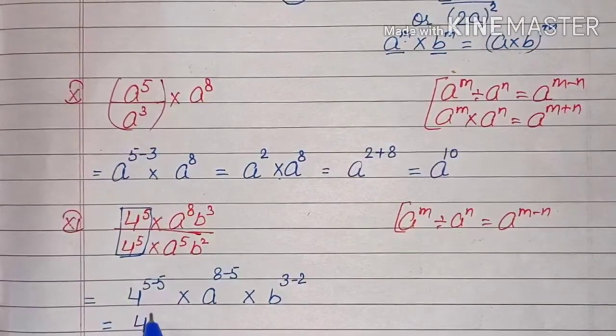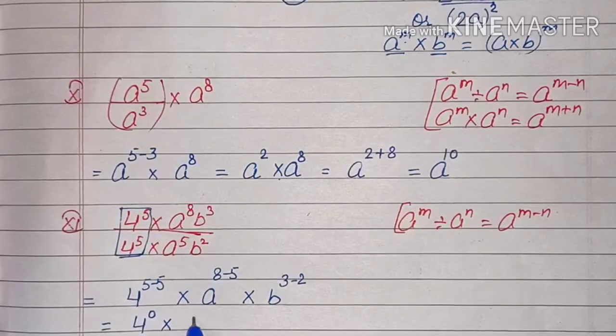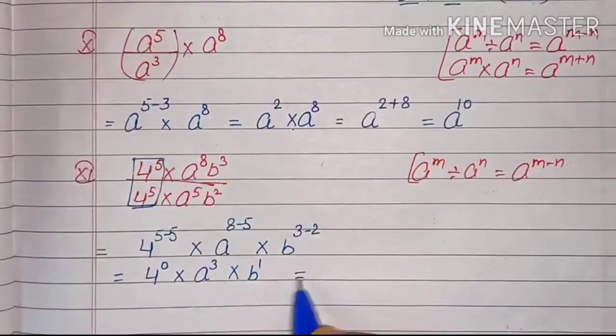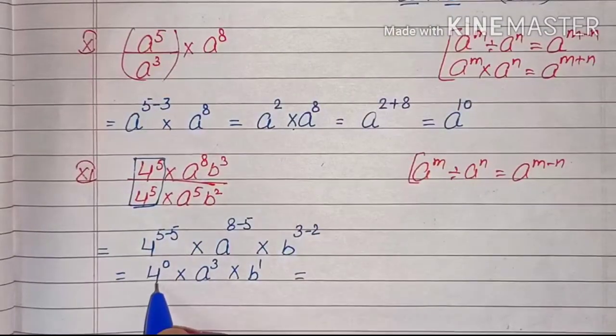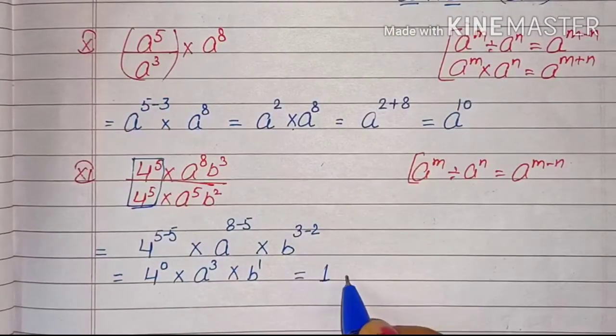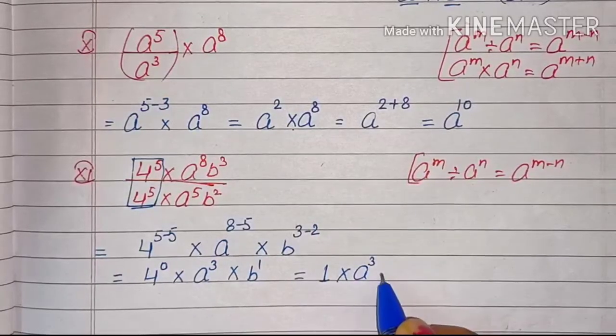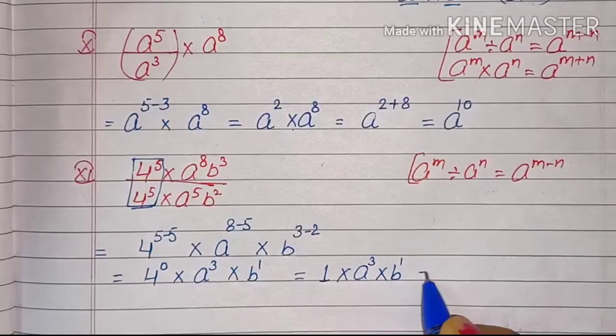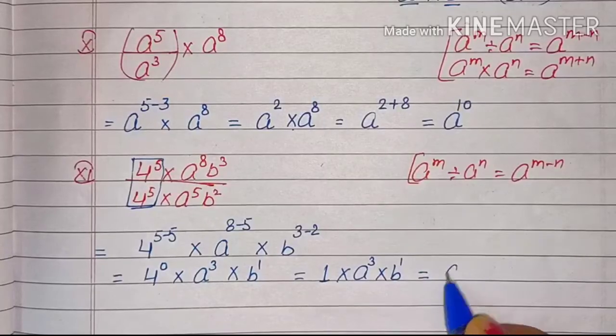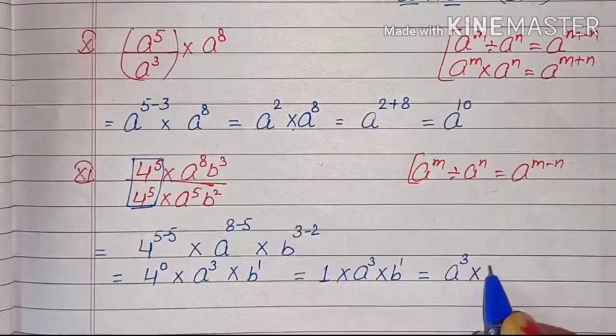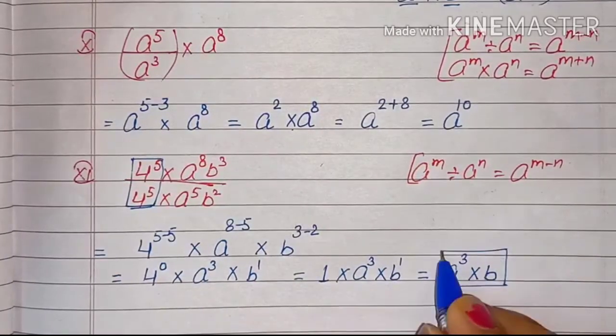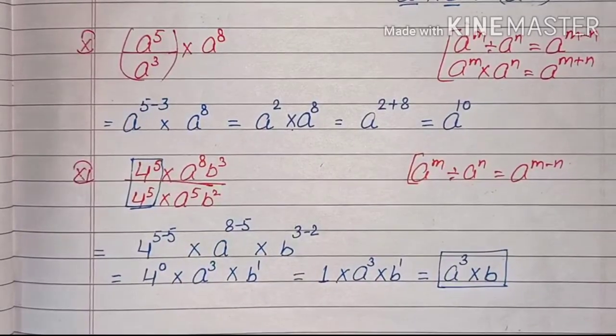So it is equal to 4 raised to power 0 into a raised to power 3 into b raised to power 1. 4 raised to power 0 is 1. Multiply a raised to power 3 into b raised to power 1. So 1 into a raised to power 3 will be a raised to power 3 into b. So this is the answer of the 11th part.